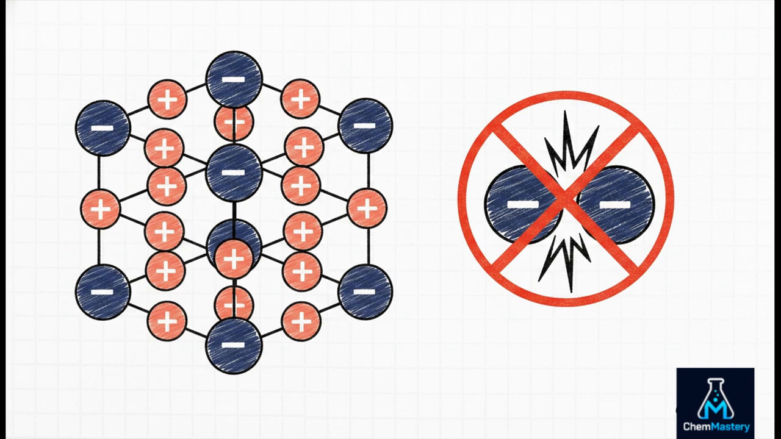If 2 chloride ions or 2 sodium ions ever have a direct line joining them, the whole structure's wrong. It's this perfect, strict alternation that keeps the entire crystal stable.